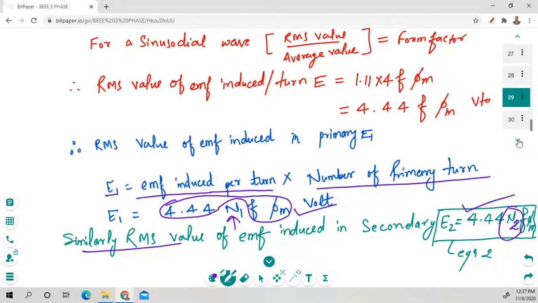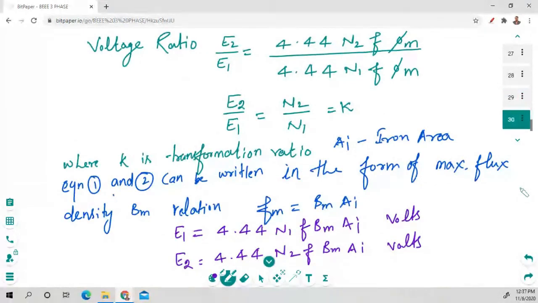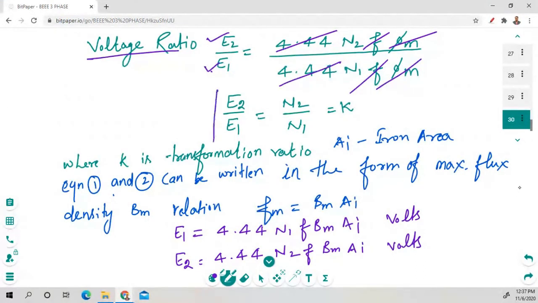Okay, write in chat box. Have you understood these equations? How we have calculated this EMF across primary and secondary? Okay, now we have to calculate the ratio of this EMF, output divided by input. This is the secondary side EMF, and this is the primary side EMF. All the common terms will cancel out. So the value of E2 upon E1 is equal to N2 upon N1, or it is represented by K. K is the transformer ratio.